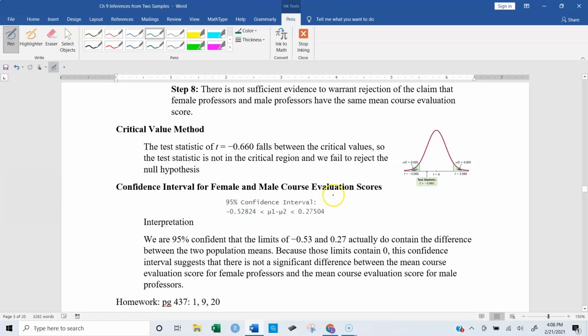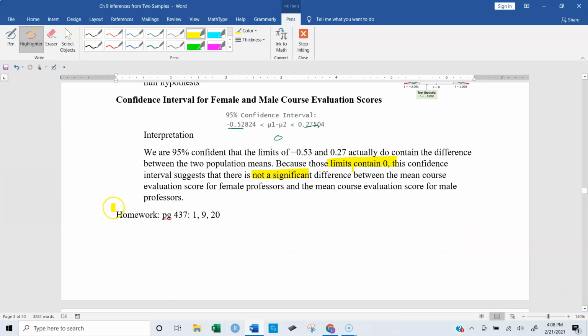Now let's look at the confidence interval. We're looking to see if 0 actually falls in our interval, and it does. So we are 95% confident that the limits of negative 0.53 and 0.27 do actually contain the difference between the two population means. Because those limits contain 0, this part right here is important. This confidence interval suggests that there's no significant difference between the mean course evaluations. So since there's no significant difference, we also fail to reject the null. All three had the same result.